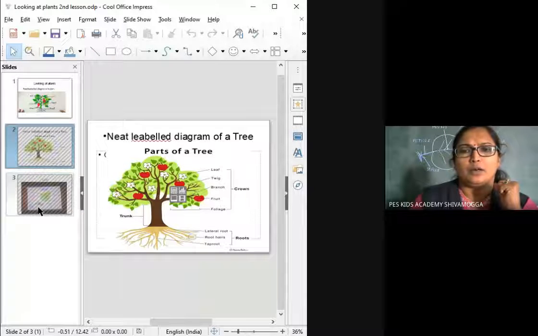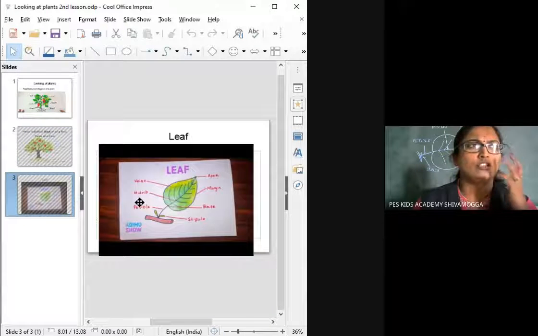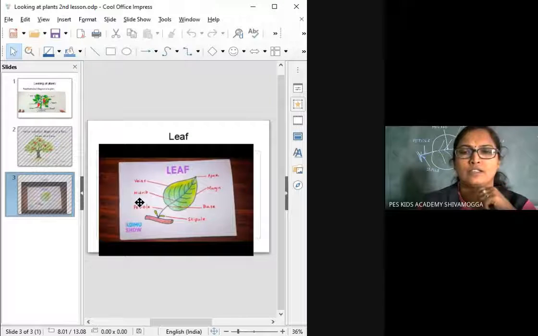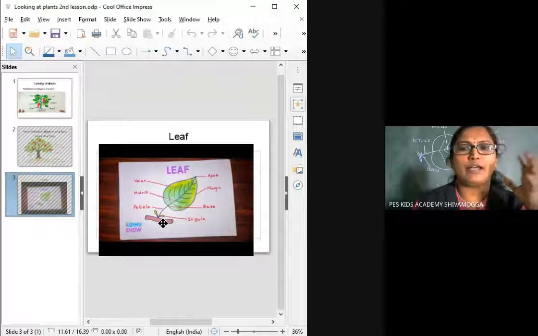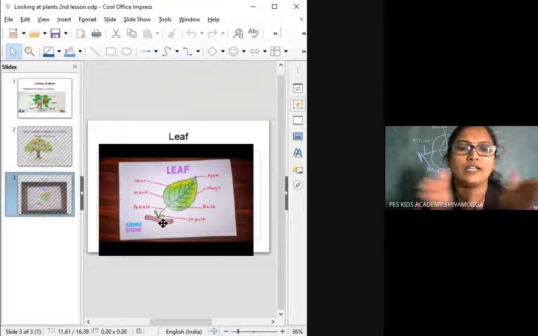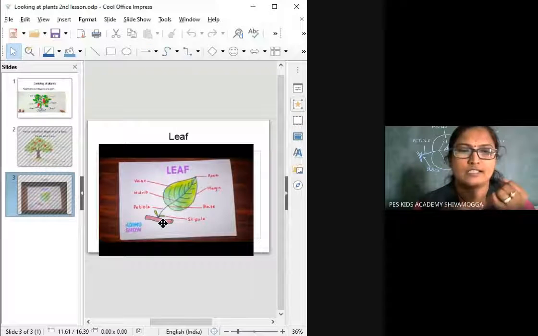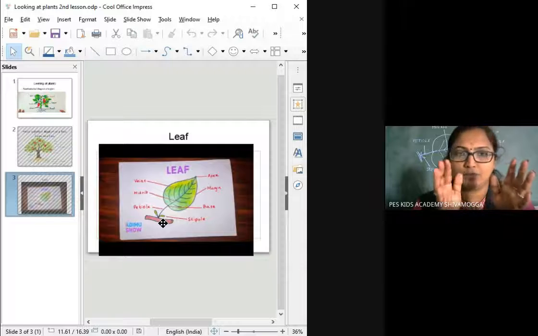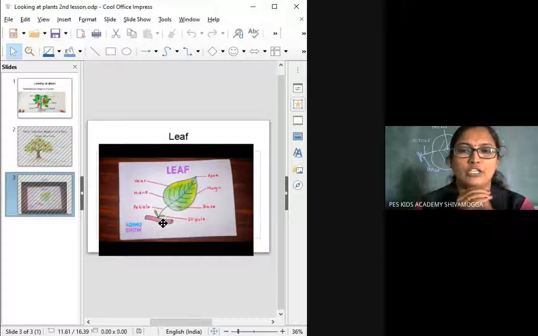Okay. You can see in nature, different types of plants and different types of trees are there. Those trees have different shapes of leaves. All trees are different in size and shape, right? The flower color changes, the fruit color changes, the leaf shape is different, and the trunk texture changes.